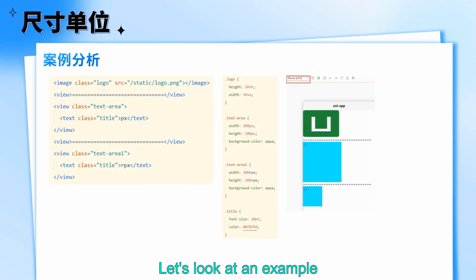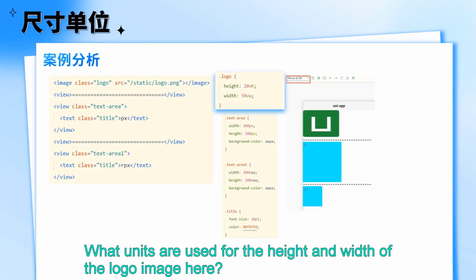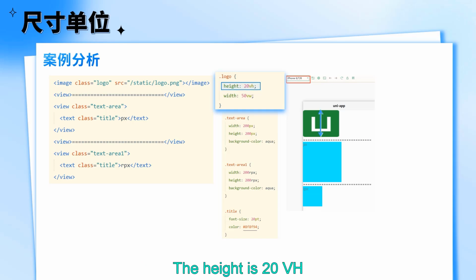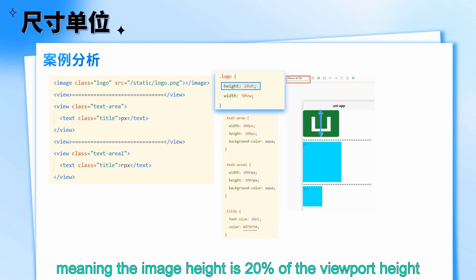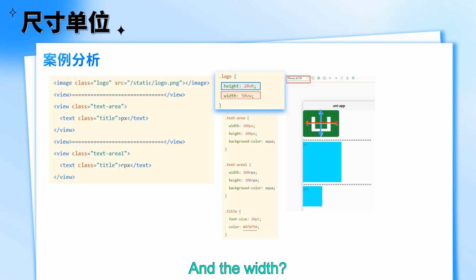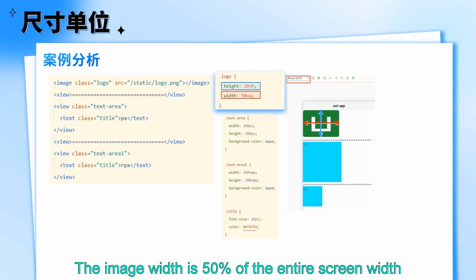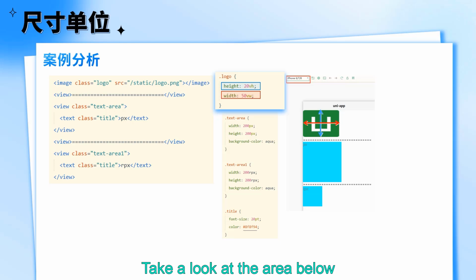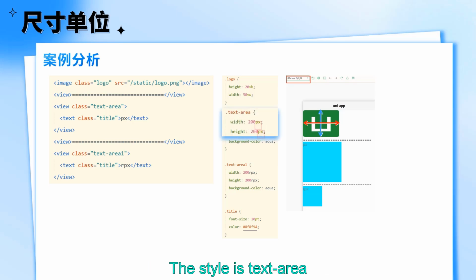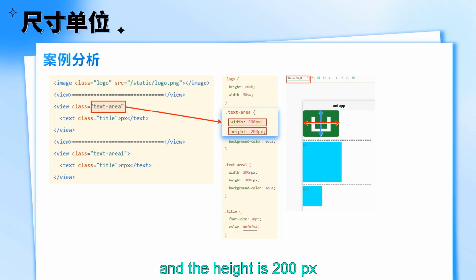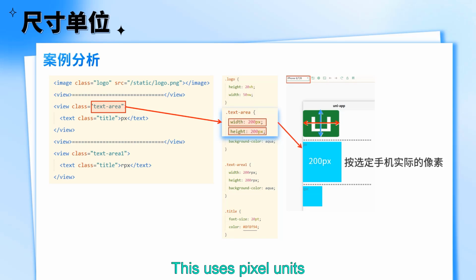Let's look at an example. What units are used for the height and width of the logo image here? The height is 20 VH, meaning the image height is 20% of the viewport height. And the width, 50 VW. The image width is 50% of the entire screen width. Take a look at the area below. The style is text area. The width is 200 px, and the height is 200 px. This uses pixel units.